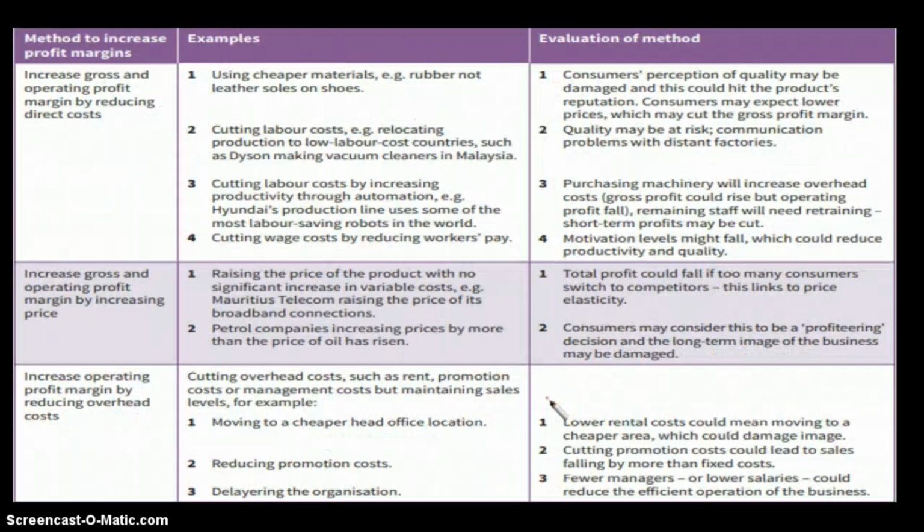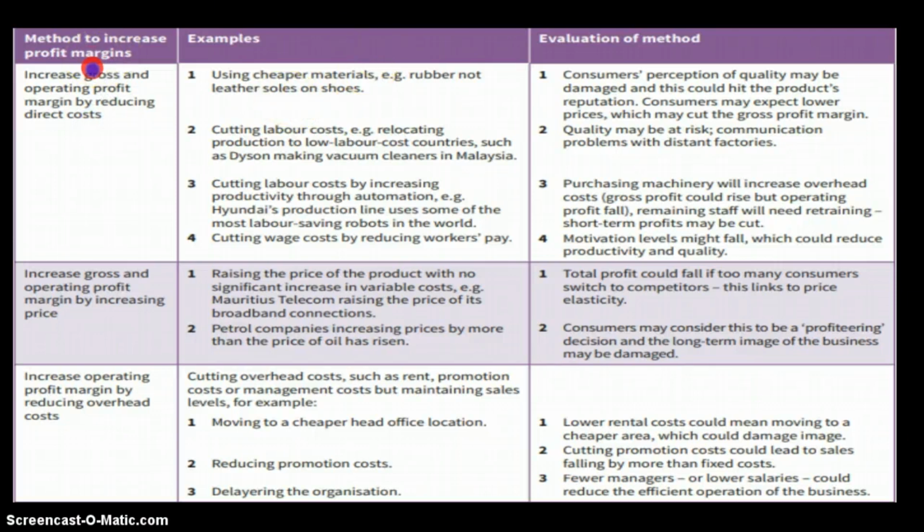So let's go. Now in this slide you can see some points. These are all about improving your profitability ratios, methods to increase profit margins, the examples and evaluation method. This is taken from your course book, so you can just look at that as well. So let's go through this. Now, how can you increase gross and operating profit margin? That's the whole purpose of this slide.